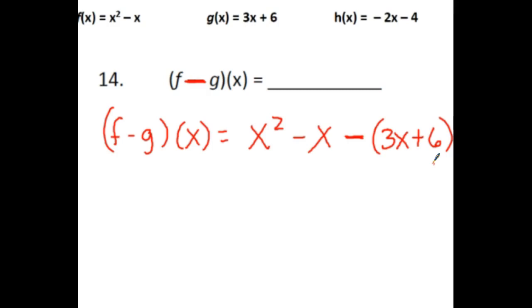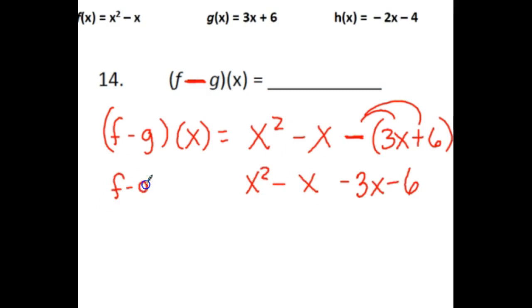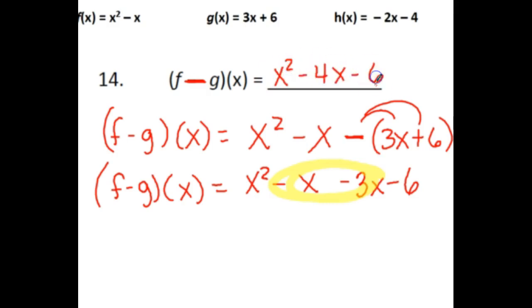All of it. So you have to distribute the negative and combine like terms. What like terms? Which terms are like terms? Those are the ones. And so this would be 4x minus 6. x squared minus 4x minus 6.